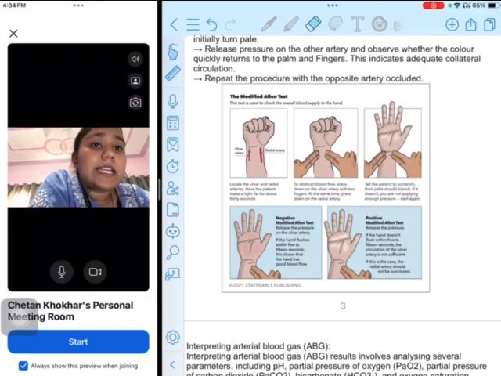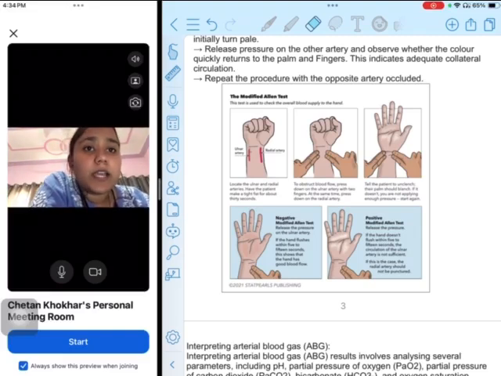But if we release the pressure and the hand still does not become pink, it is still pale, that is indicating positive modified Allen test. And in positive modified Allen test, we cannot perform ABG sample. Okay, we cannot take ABG sample from radial artery because the collateral circulation is compromised.